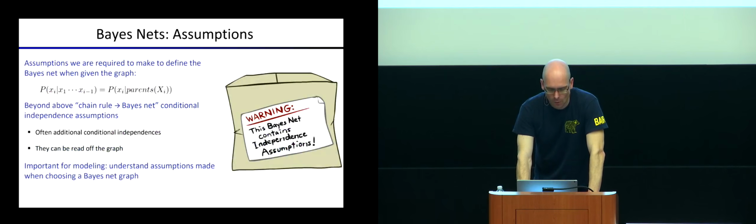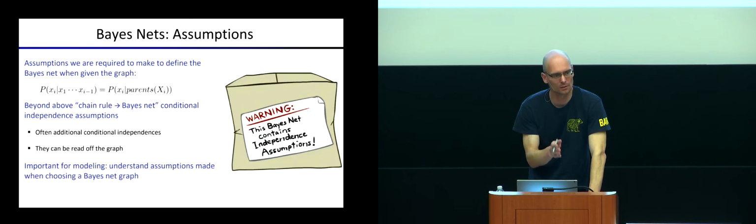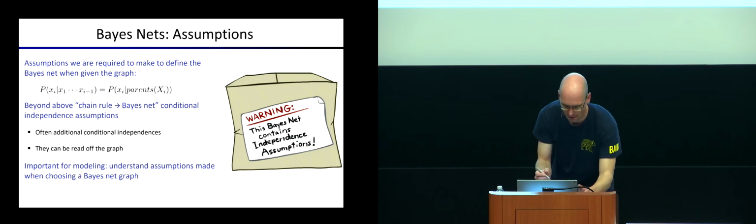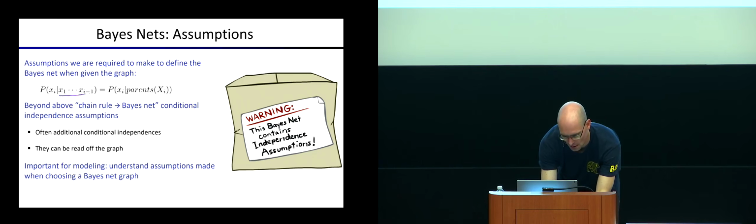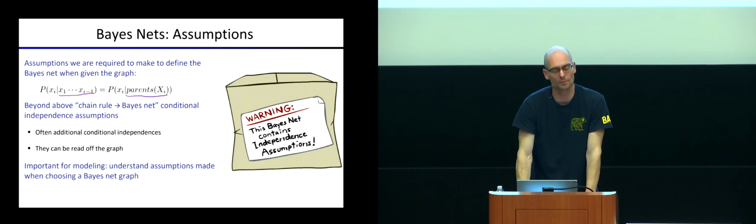Okay, so what assumptions do we make when building a Bayes net? If we want to represent any distribution, we can always represent it by applying the chain rule, a product of conditional distributions of the current variable given all preceding variables. What does a Bayes net do differently from just applying the chain rule in the general way? It says instead of conditioning on all past variables, I'm just conditioning on the past variables that are my parents in the graph of the Bayes net.